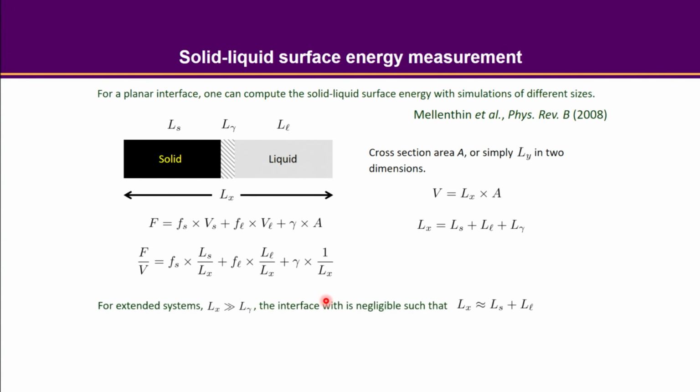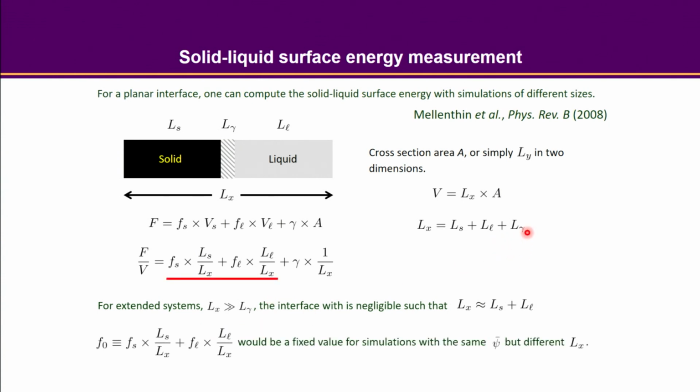So now the trick is, if I can have a really extended system in the x dimension, so I'm requiring that Lx is much bigger than the interfacial width, then if I divide this relation by Lx, the last term can drop out, right? If that's the limit. So roughly, I can ignore the interfacial width if my system is really extended.